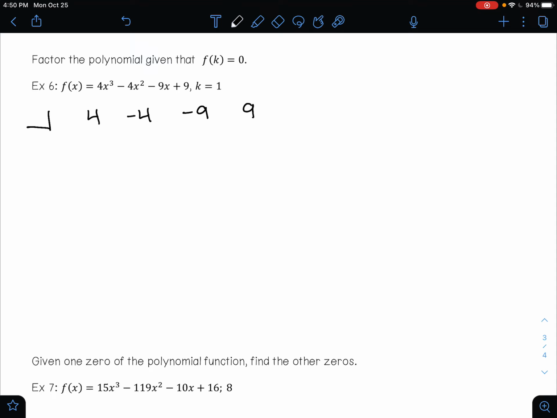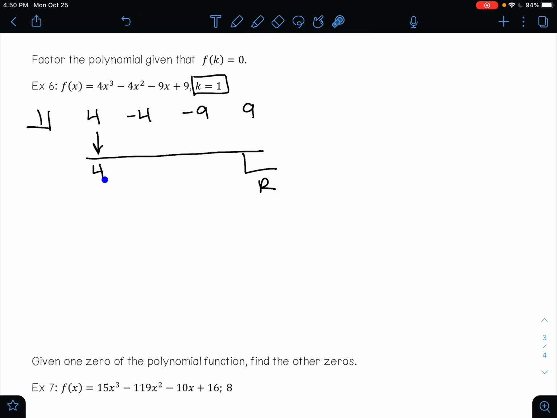Over here, they're telling me that k equals 1. So 1 is the number that's going to go on my left side of the box. I'm going to bring down my first coefficient, and whatever I get here is my remainder. Now, my remainder should be 0, because they're telling me that when I plug it in for this, I get 0. So let's see what happens here.